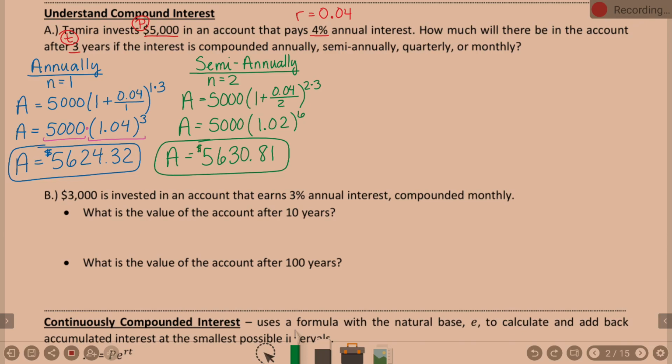Okay, we did annually. We did semi-annually. Now let's talk quarterly. What if something is done quarterly? 4 times a year. So you're just changing out the n, n is 4. So 5,000 times 1 plus 0.04, and now we're dividing by 4, raised to the nt, so that's going to be 4 times 3.